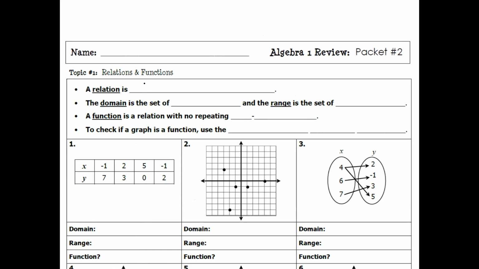A relation is a set of numbers with X and Y. Domains are the set of X numbers, and the range is going to be the set of Y's. A function is a relation with no repeating X values. And to check a graph as a function, we use the vertical line test.